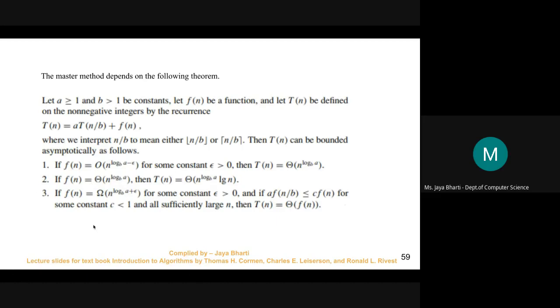Okay, so you can see these three cases. In the first case, this is the upper bound. This is the exact bound. This is the lower bound. So you need to compare f of n with every bound. If it is equal to the upper bound, then the solution will be this. If it is exactly equal to this one, then the solution will be this. If f of n is equal to the lower bound, then the solution will be this.